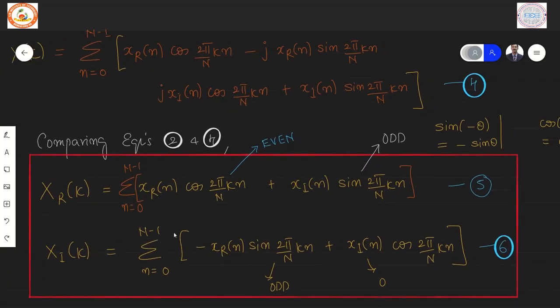So, equation number 6 is representing the imaginary part. Please be aware that the j term is not included here. So the imaginary component is given by the summation of minus xr of n sine of 2 pi kn by N plus xi of n cos of 2 pi kn by N. So these two equations 5 and 6 can be used to compute the real part and the imaginary part of the DFT separately.